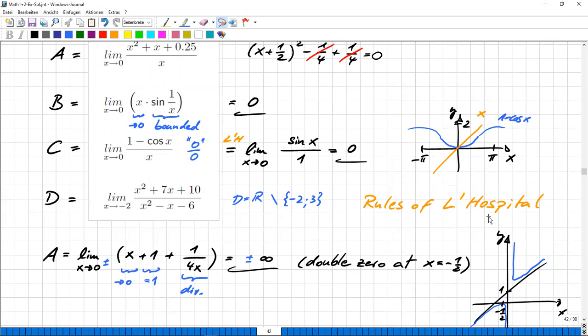But the rules of L'Hopital make it clear, well, more explicitly and more formally. So I hope you got clear with that one. And now, is it that? Yeah, I think it is.